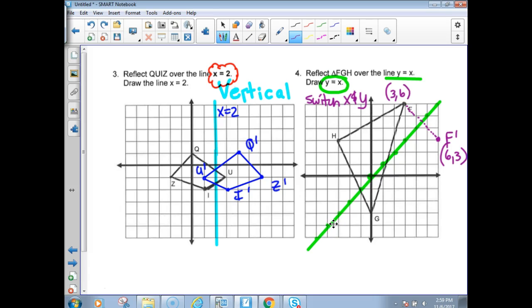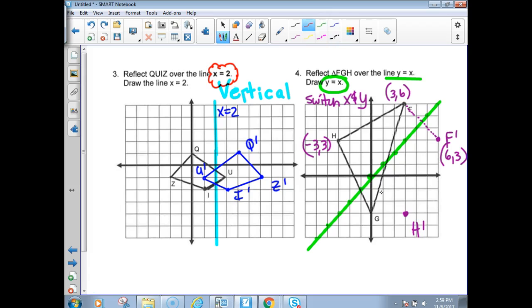Okay? So if you have to switch X and Y, here's another way for you to do it. So you go find H, which is at -3, 3. You're going to switch X and Y. So you're going to go to 3, 1, 2, 3, +3, and -3. So H prime is going down here.